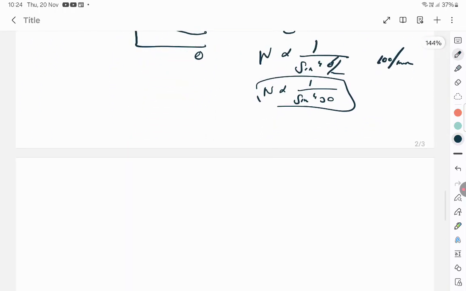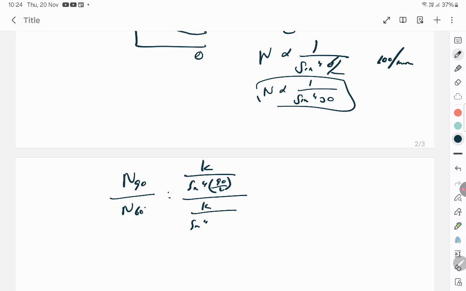So what you do, you just do number of particles scattered at 90 degrees divided by number of particles scattered at 60 degrees, because it's a proportionality. Okay. With k by sin to the power 4 of 90 by 2, by k by sin to the power 4 of 60 by 2. The k and k get cancelled. This goes up: sin to the power 4 of 30 by sin to the power 4 of 45. So what is sin 30? We just found it to be 1 by 2. So it becomes 1 by 16.